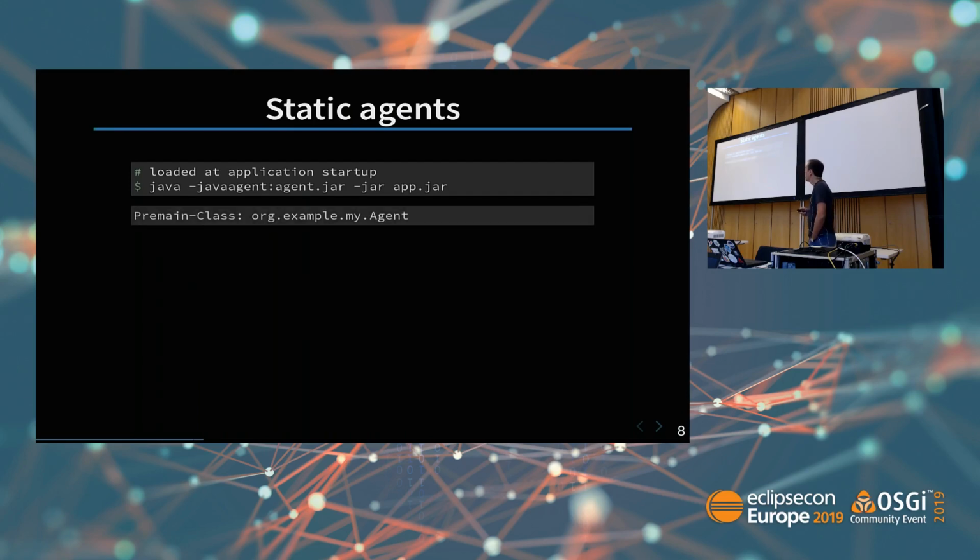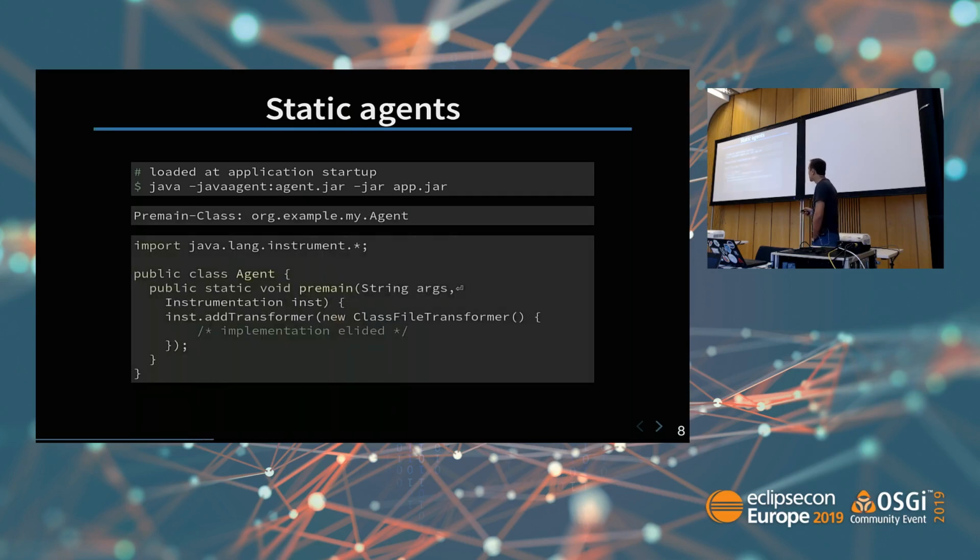Now, this requires that in your manifest you declare an entry called Premain-Class, and you give it a fully qualified class name. In turn, that one looks a lot like a main class, just with a slightly different signature. It takes a string, so the arguments are a single string, and an Instrumentation. That Instrumentation class is the main entry point to doing anything Java agent related.